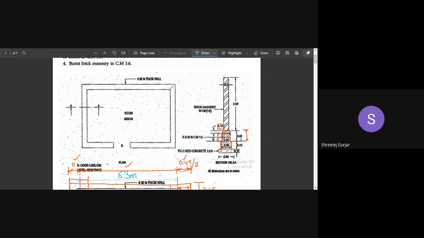So we need to calculate the long wall length. This is your long wall. How much is this length? We know the center to center length is 6.3. Half of our wall thickness means 0.15 here and 0.15 here. So it will be 6.3 plus 0.15 plus 0.15, which is 6.6 meters.